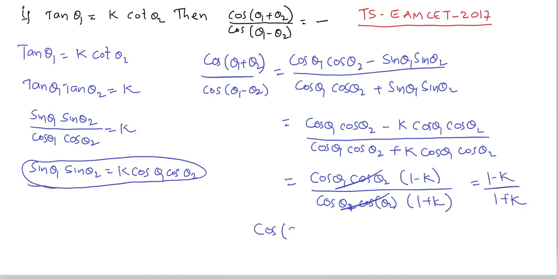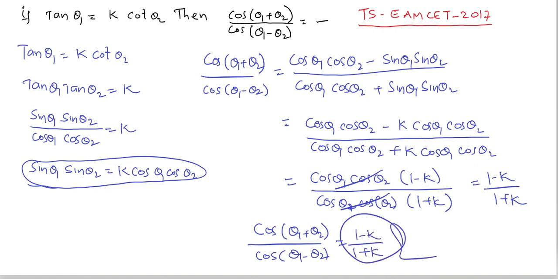The value of cos of (theta 1 plus theta 2) by cos of (theta 1 minus theta 2) is equal to 1 minus k by 1 plus k. Answer.